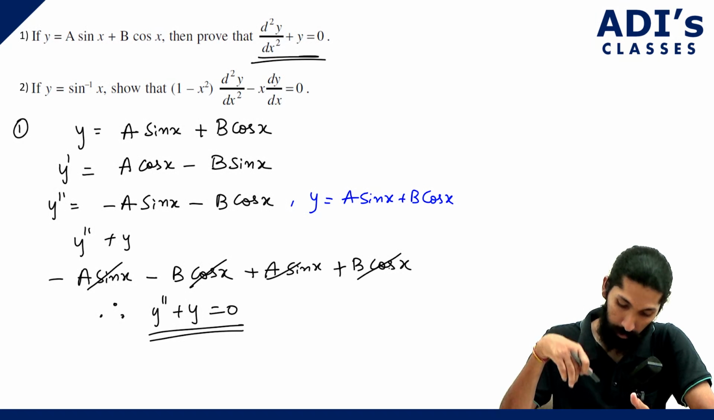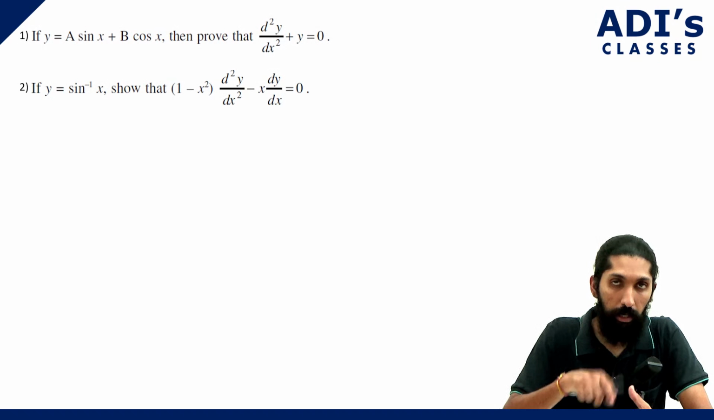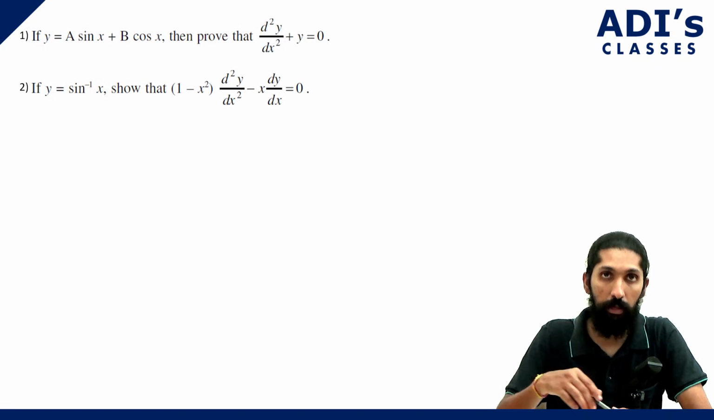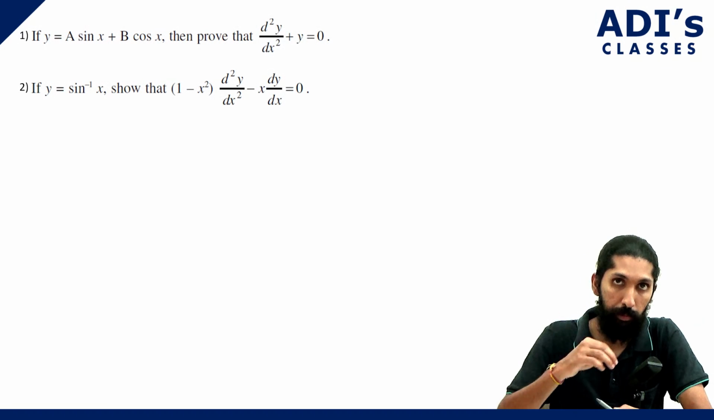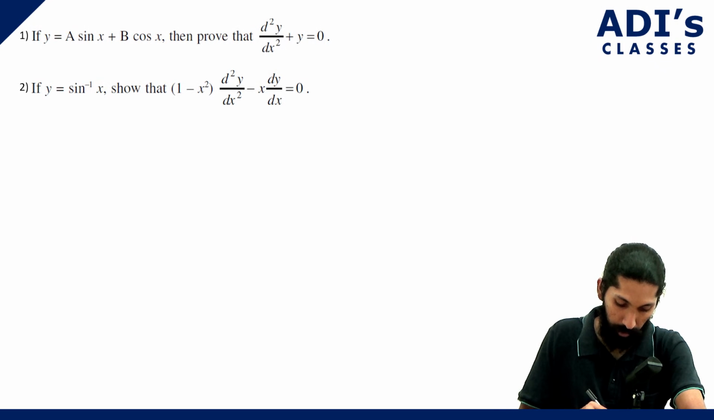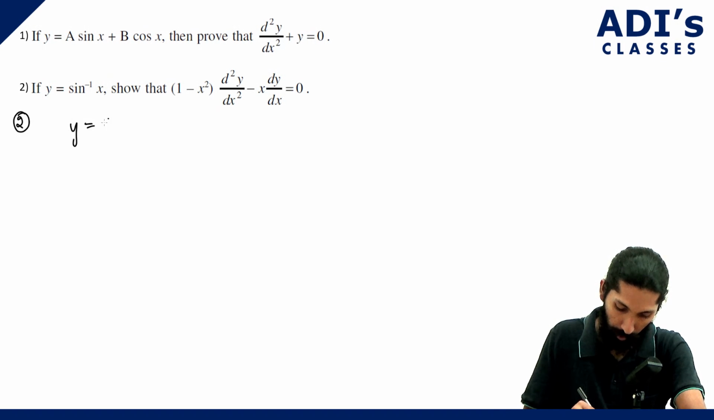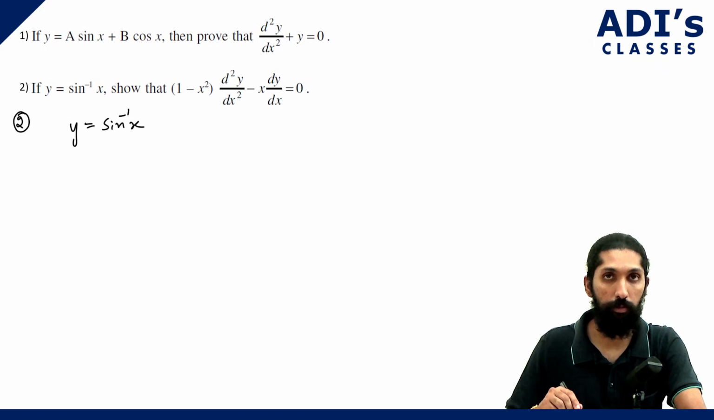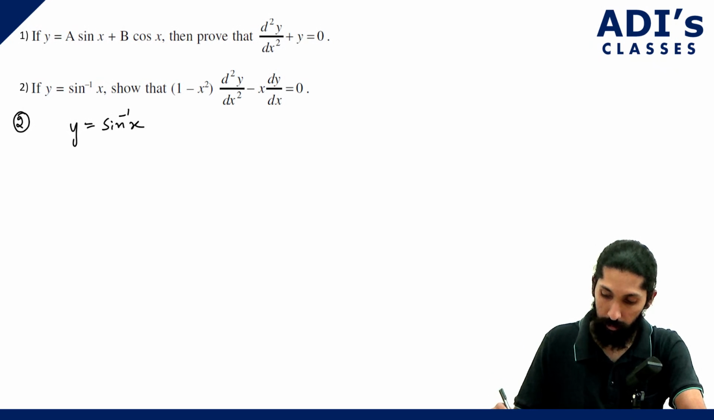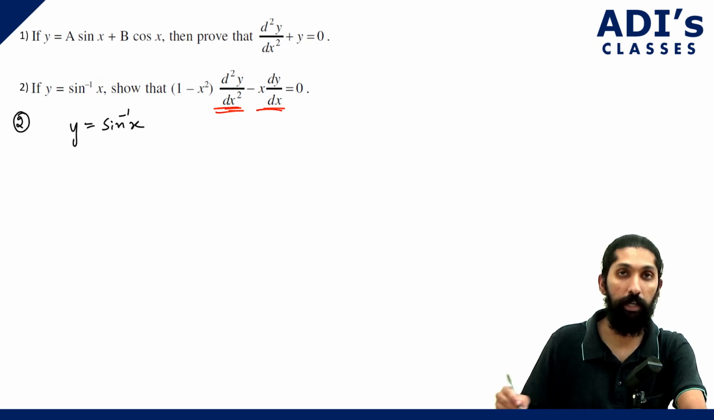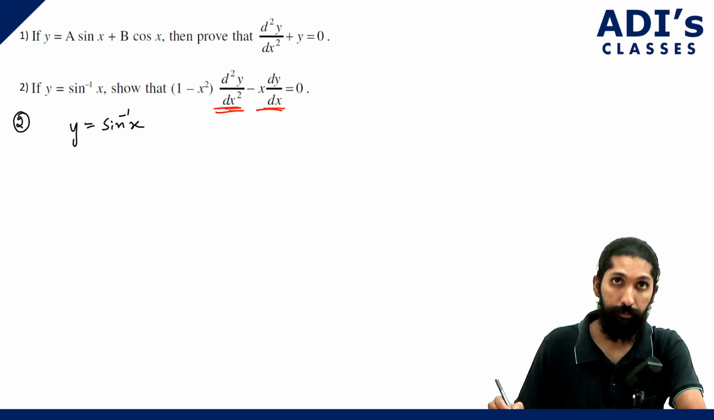Fair enough? Now let's do the second one. The second problem is quite an important one because in many exams and tests, they have asked this particular question. See, what we are trying to do is, if y is equal to sine inverse of x, then show that this is equal to 0. Right? If you look at this one, we have y dash and y double dash both, correct? We need to do both of them.